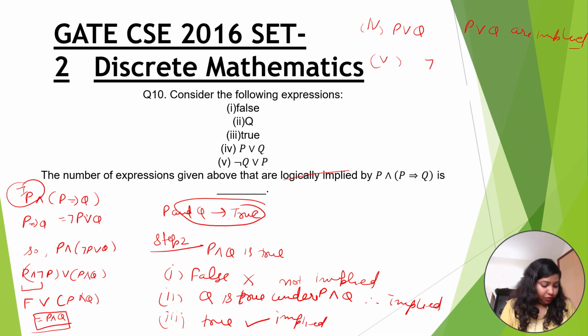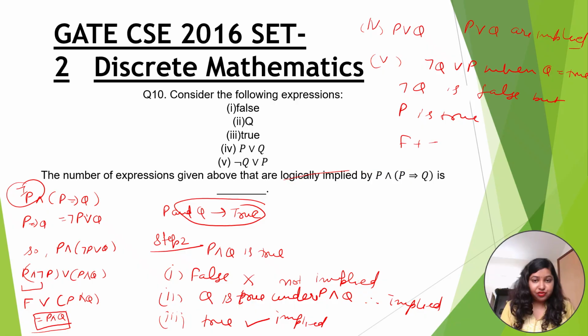Fifth, not Q or P. When Q is true, not Q is false, but P is true. So false or true is true. So the expression is true, and this is implied.